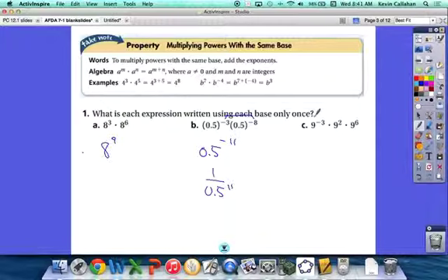Okay, now here we have 3 factors. All have a base of 9. 9, 9, 9. So add up all the exponents. How many 9s total does that make? See, negative 3 plus 2 is negative 1. Negative 1 plus 6 is 5. Okay?